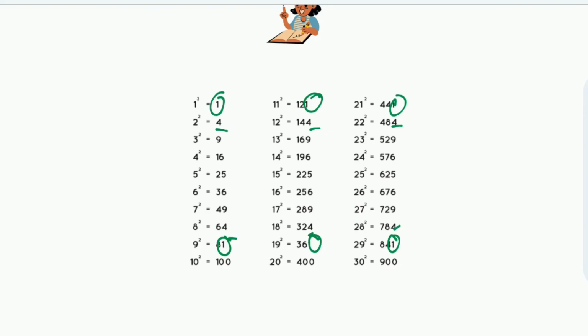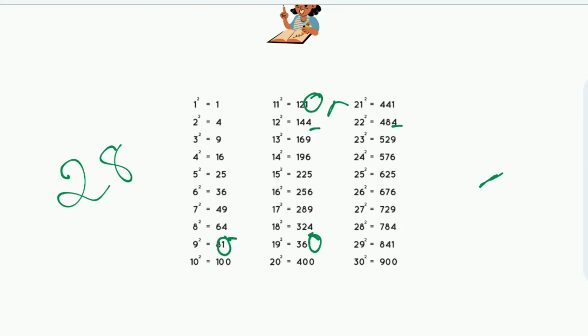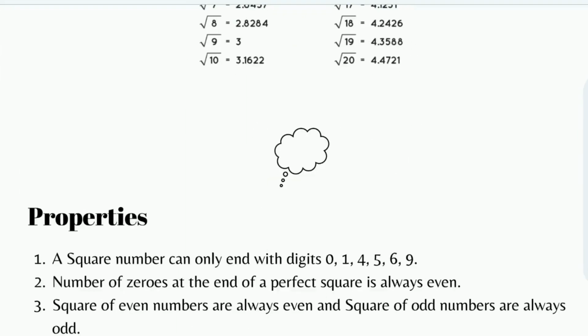Now if you look at it carefully, there is no number which has the last digit as 8. None of the square numbers has the last digit 8. So if any number has 8 as its last digit, it is not a square of any number. For example, 28 is not a square of any number because the last digit is 8. These properties will make it a little easier for you. Okay, coming back to the rest of the properties.